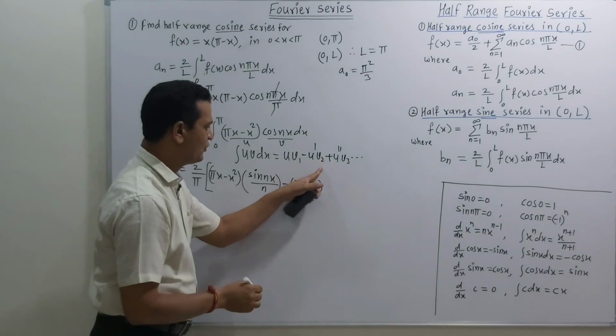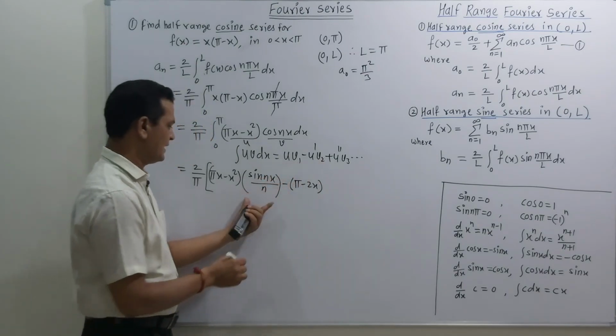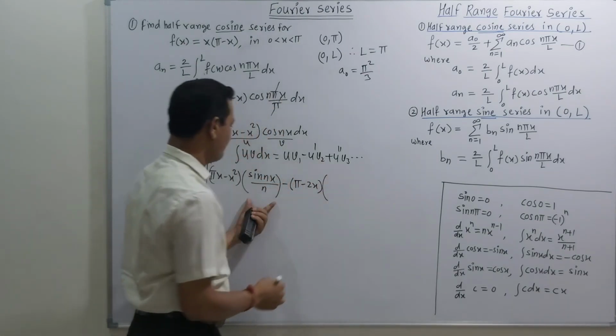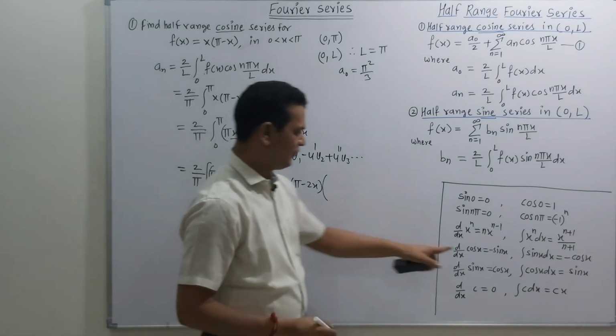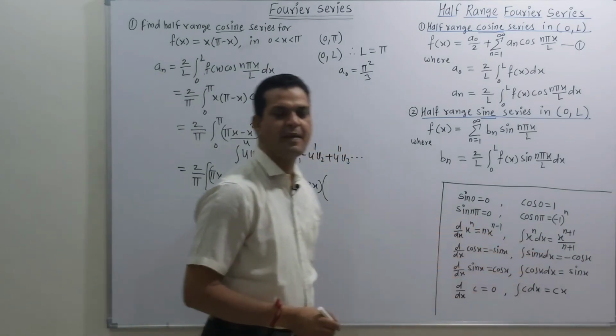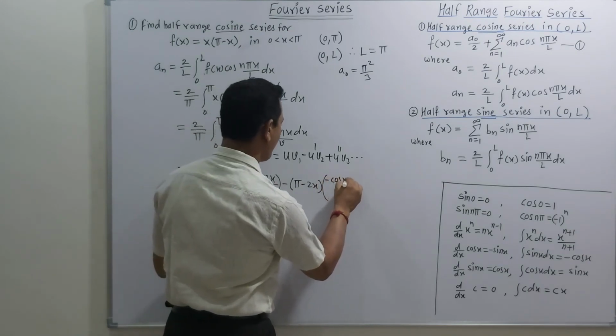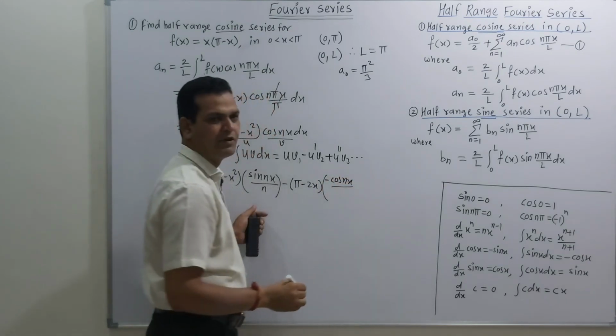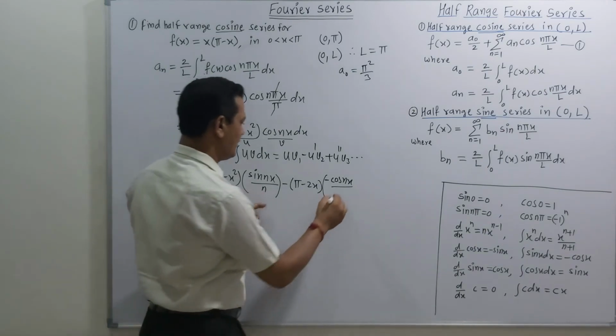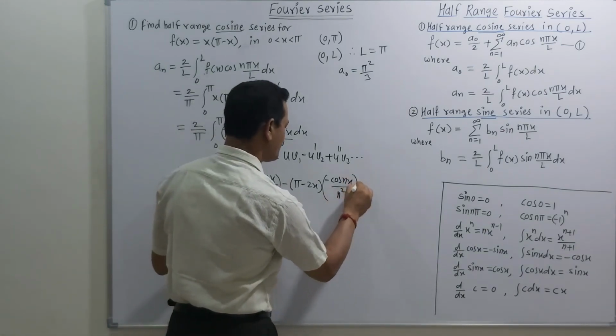Then again v2 means integration of v1, that means integration of this term. So integration of sine, the formula is given here, is minus cos. We can write this as minus cos of nx upon the derivative of nx, which is n, so n into n, we get this as n square.